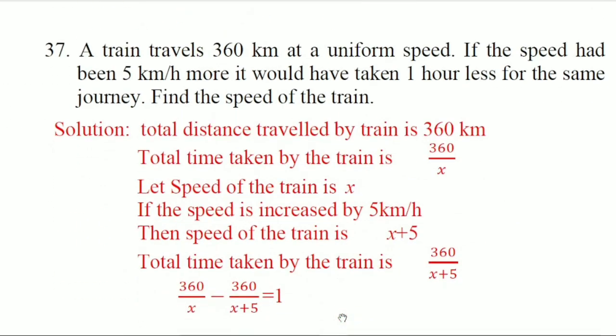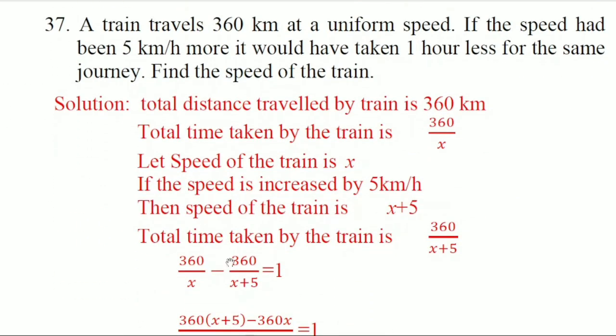Question number 37. A train travels 360 km at a uniform speed. If the speed had been 5 km per hour more, it would have taken 1 hour less for the same journey. Find the speed of the train. The total distance travelled by the train is 360 km, as given in the question.